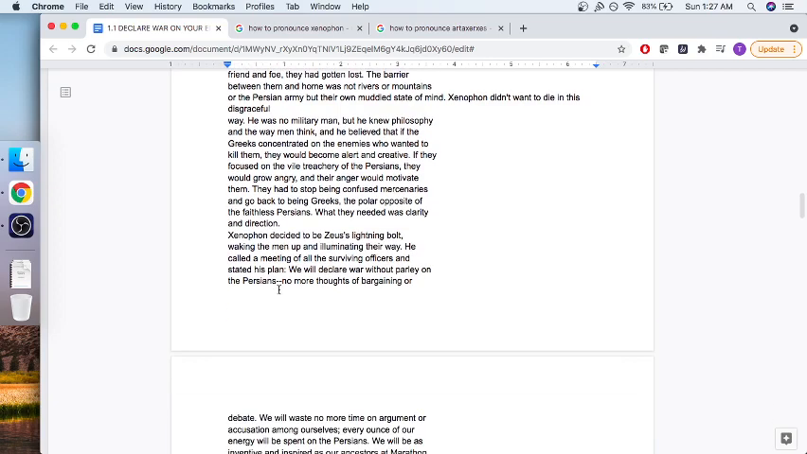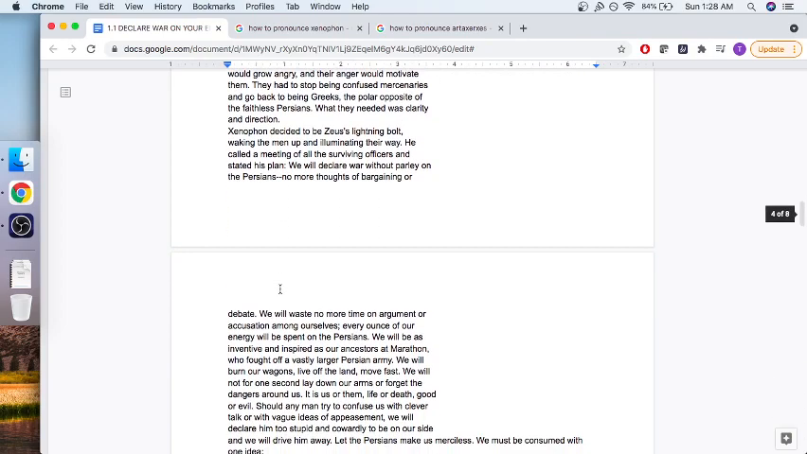He was no military man, but he knew philosophy and the way men think, and he believed that if the Greeks concentrated on the enemies who wanted to kill them, they would become alert and creative. If they focused on the vile treachery of the Persians, they would grow angry, and their anger would motivate them. They had to stop being confused mercenaries and go back to being Greeks, the polar opposite of the faithless Persians. What they needed was clarity and direction. Xenophon decided to be Zeus's lightning bolt, waking the men up and illuminating their way.